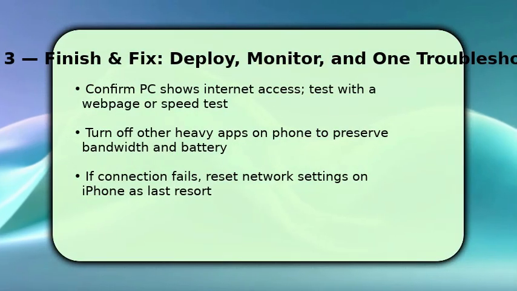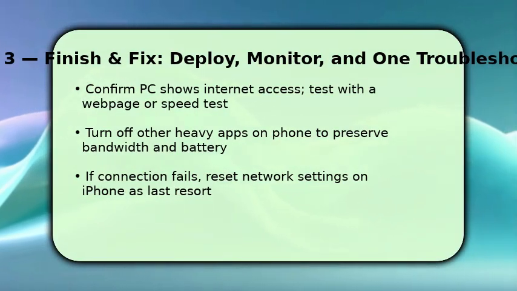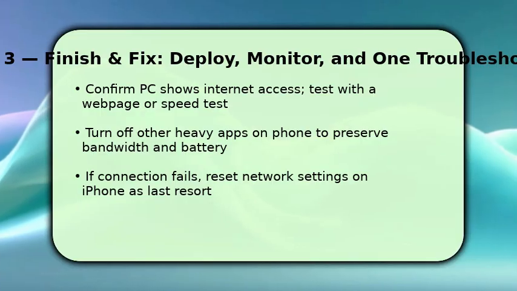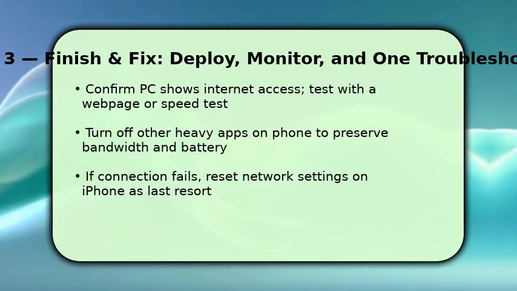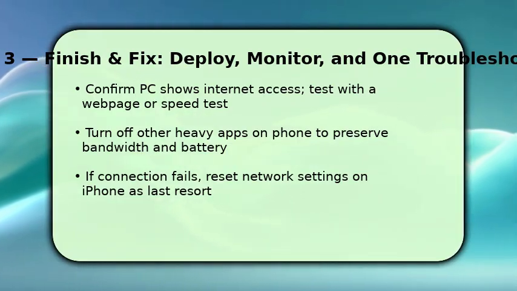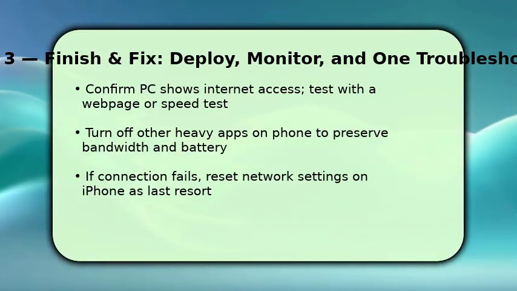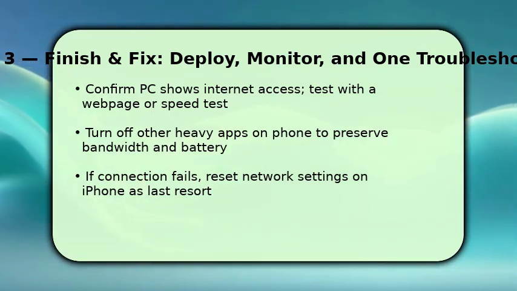After connecting, verify the PC truly has internet. Open a web page or run a quick speed test to confirm latency and throughput. To keep the connection stable, close background apps on the iPhone that consume data, and keep the phone ventilated because tethering generates heat. If something goes wrong, first toggle the iPhone hotspot off and back on.